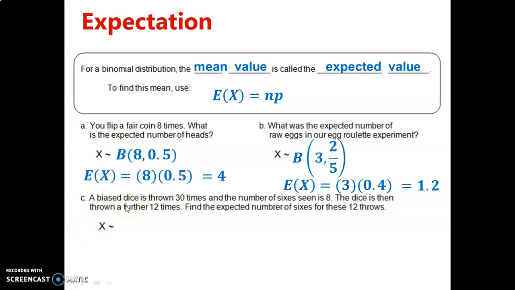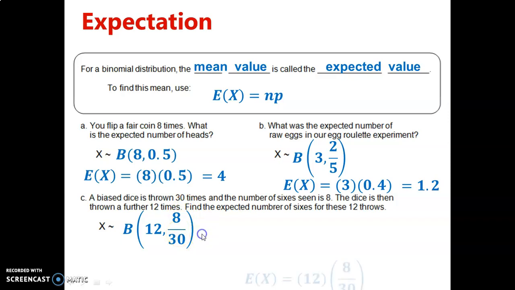This is not a normal die, which is fair, where the chance of getting a 6 would be 1 in 6. Here we can see it's an unfair die, and there's a chance of 8 out of 30 to get a 6. Okay, so we use that probability that we established in that first experiment to find the expected value in our second experiment. So here's our binomial distribution. We run 12 trials in this second experiment, and we know from the first experiment our probability is 8 out of 30 to get a 6.